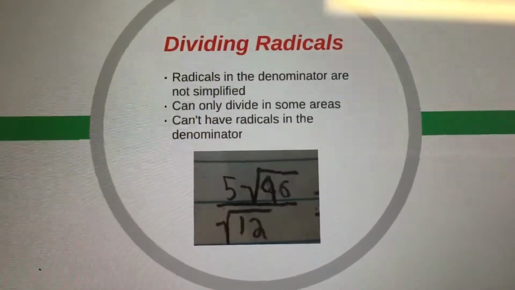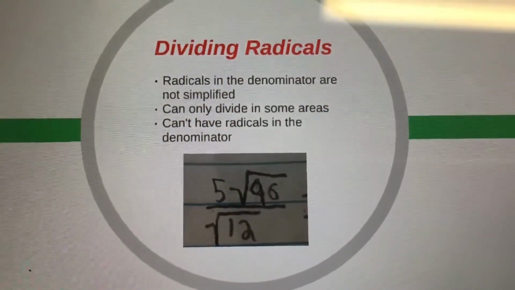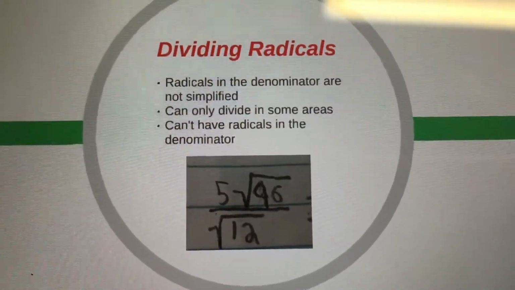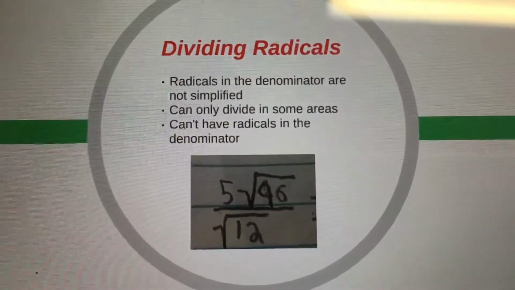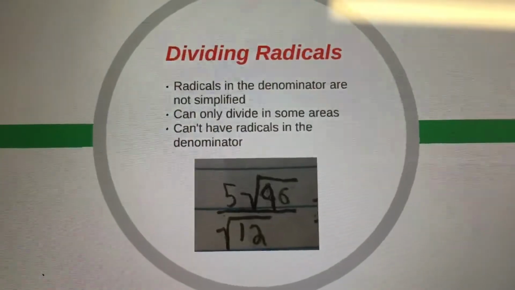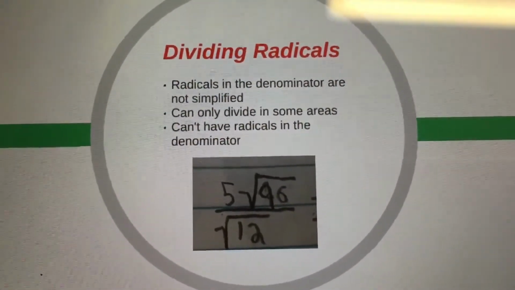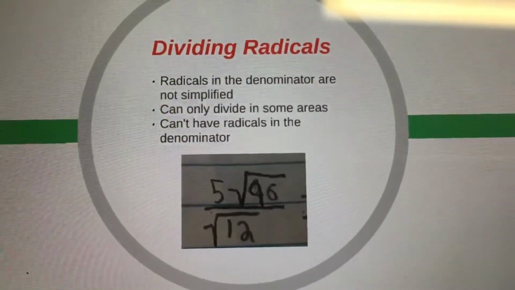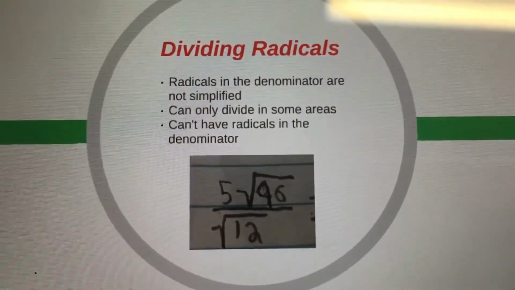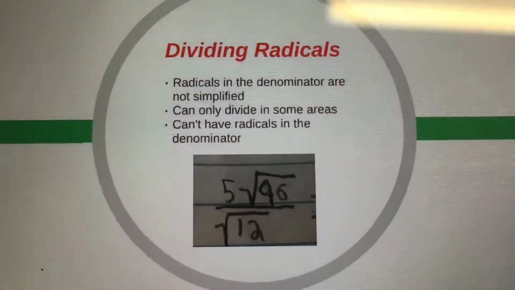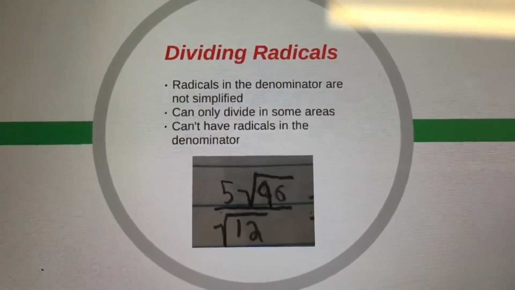Dividing radicals. To find a radical that must be divided, the radicals in the denominator should not be simplified, and to actually do it, you can only divide in some areas, and you can't have a radical in the denominator. The example below is the example. Please take some time to solve it.